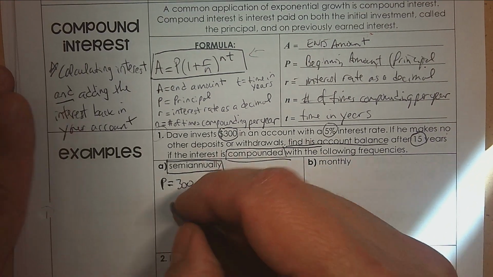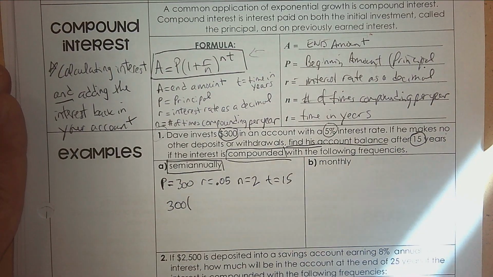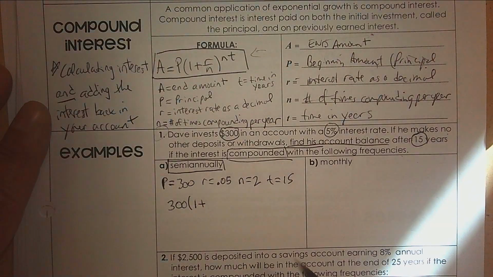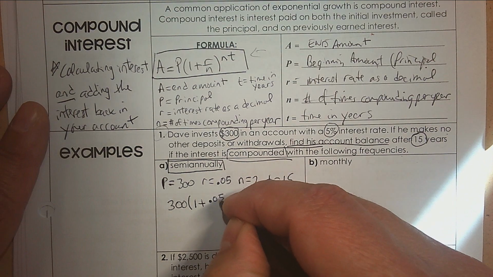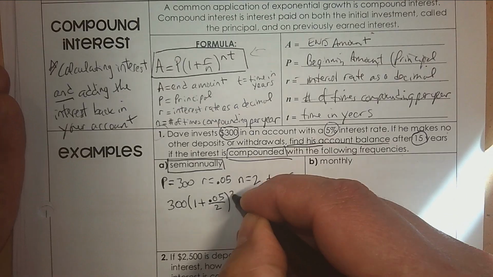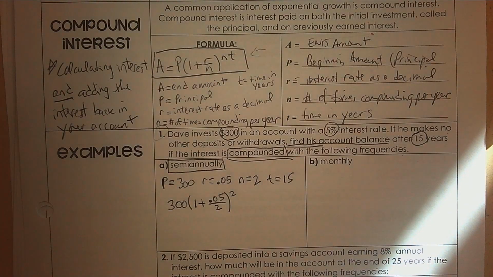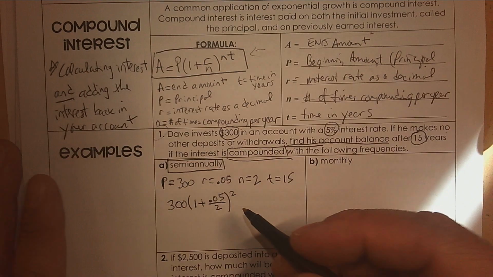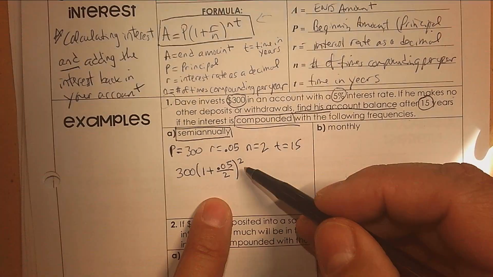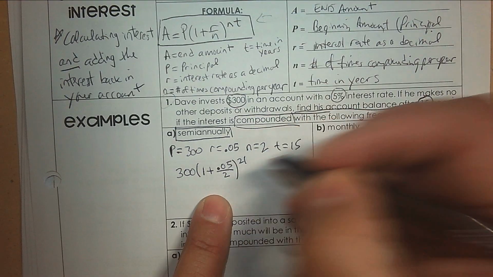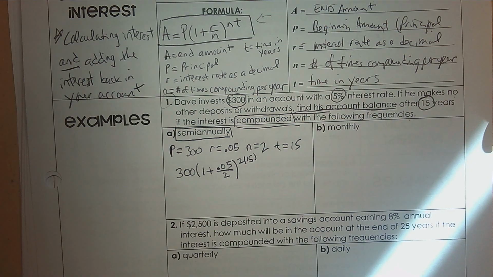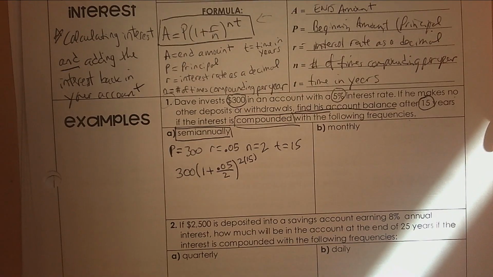So we're going to go 300 times 1 plus R, which is the rate as a decimal, divided by how many times per year? Twice. And that number, that N, repeats twice in the formula. So it's 2 in the denominator, and then also 2 in the exponent. And then lastly, what also goes in the exponent? How many years? 15. All right, use your calculator right now, and then you're done.